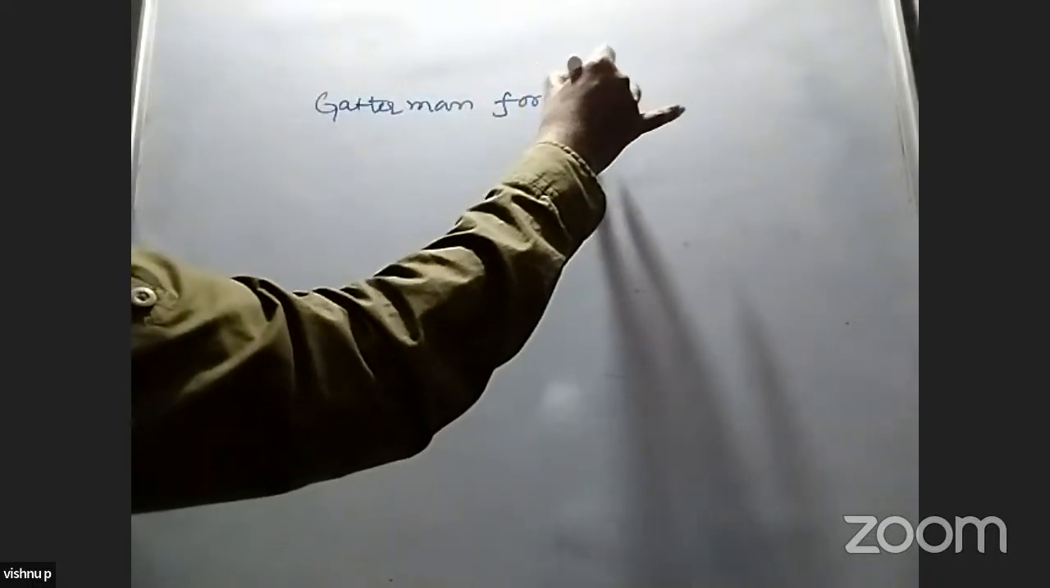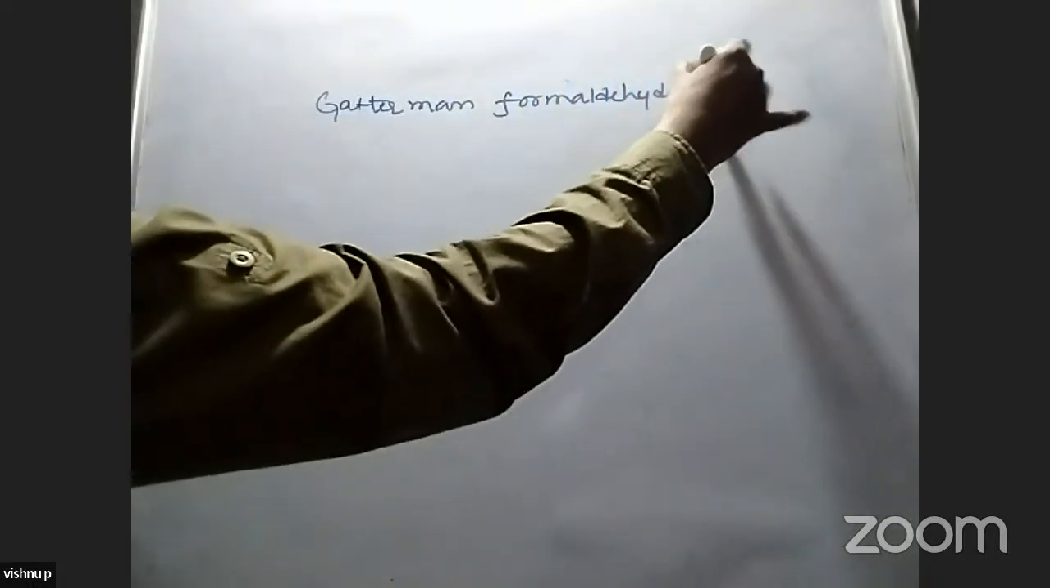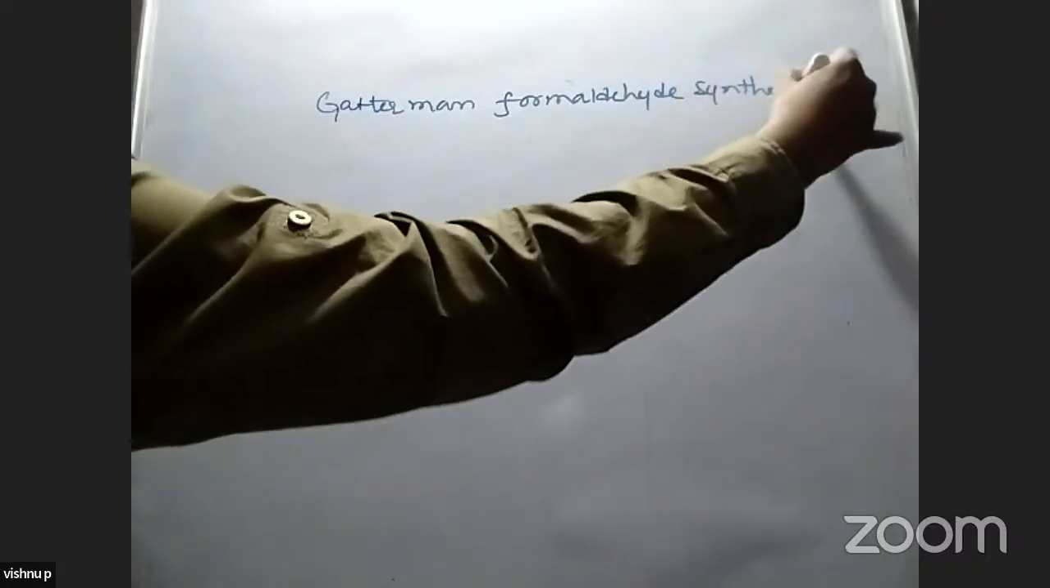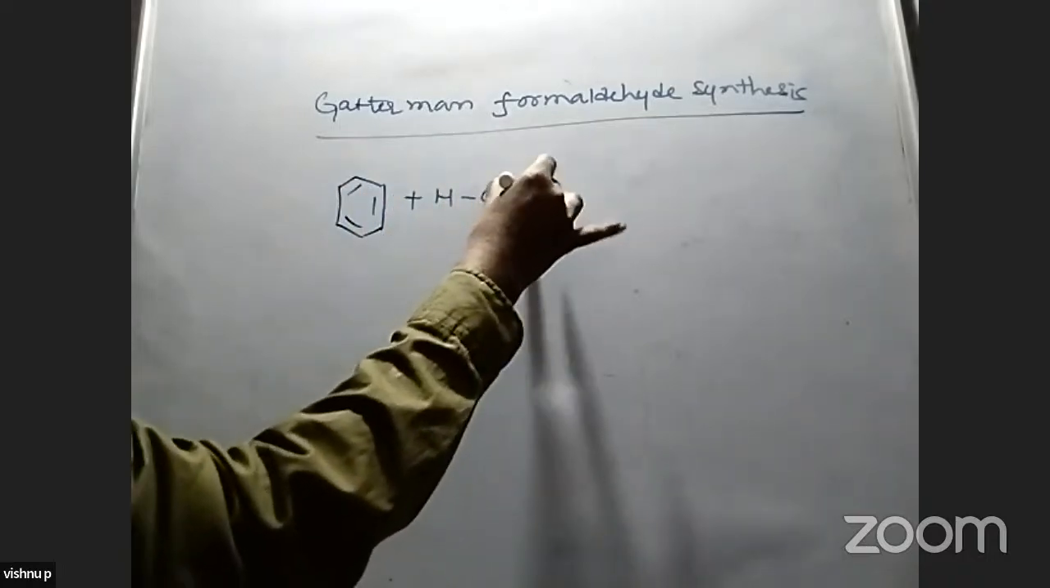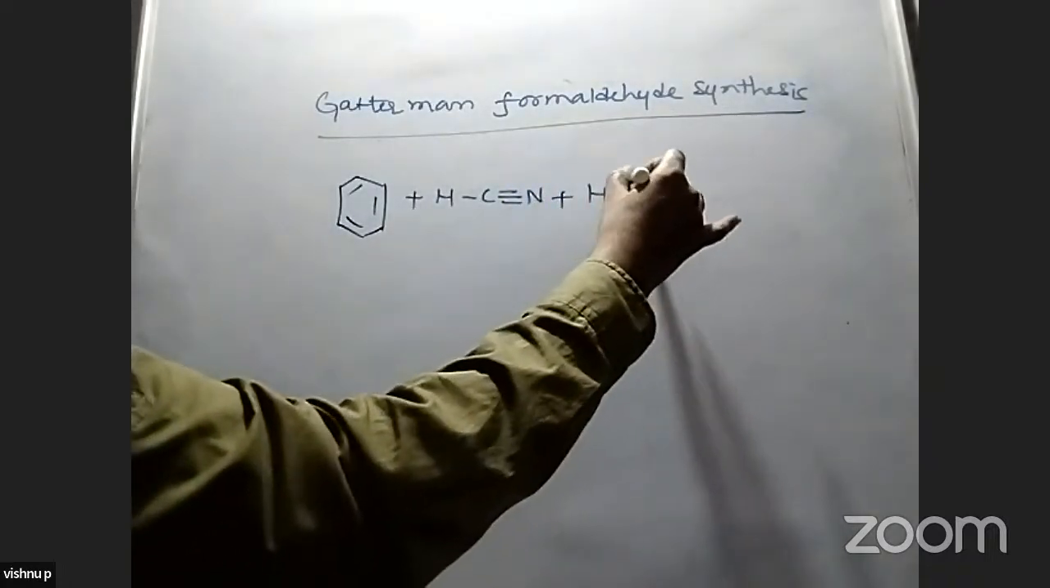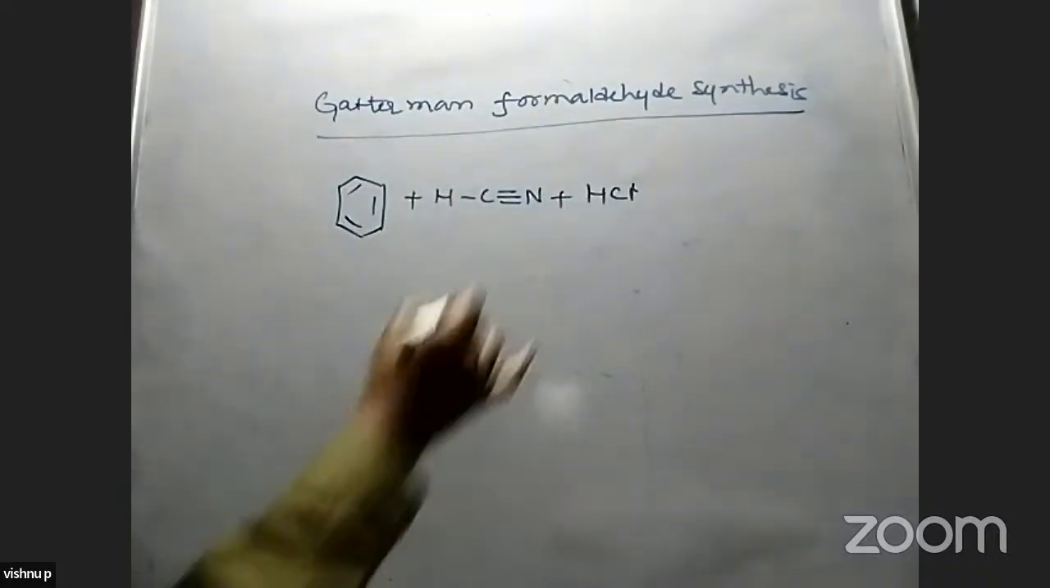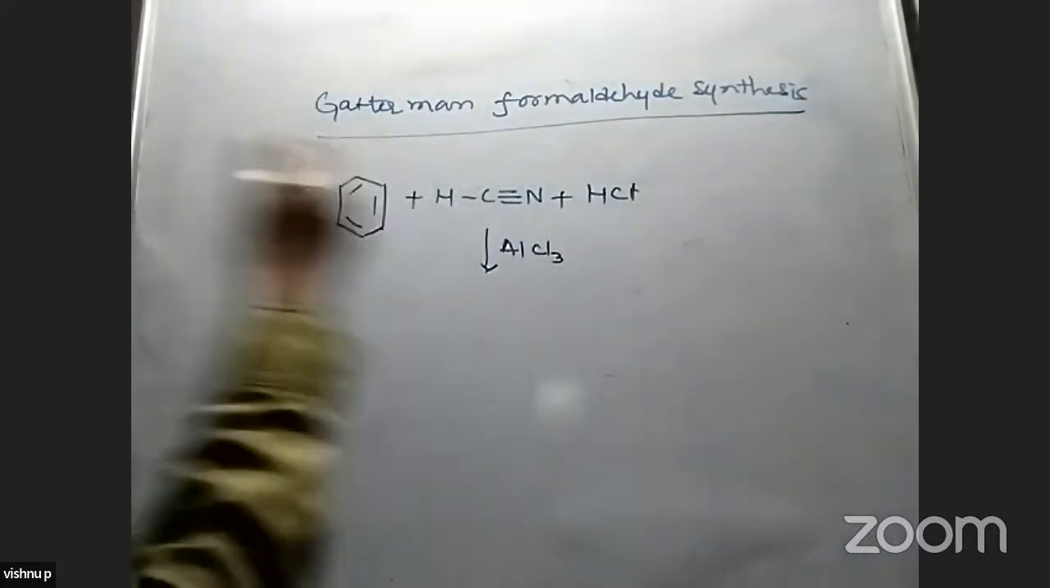Next is one more named reaction, the Gattermann formaldehyde synthesis method. Here, benzene molecule reacts with hydrogen cyanide along with HCl, in presence of HCl, and we use AlCl3.